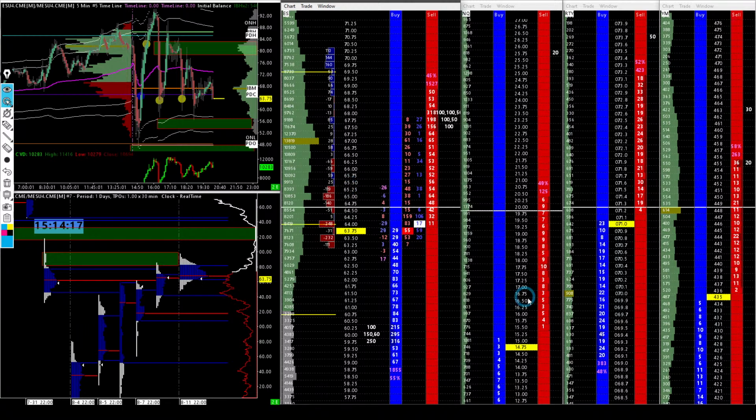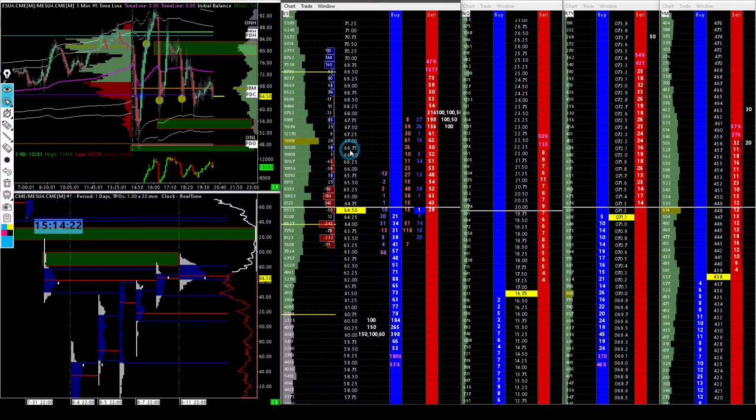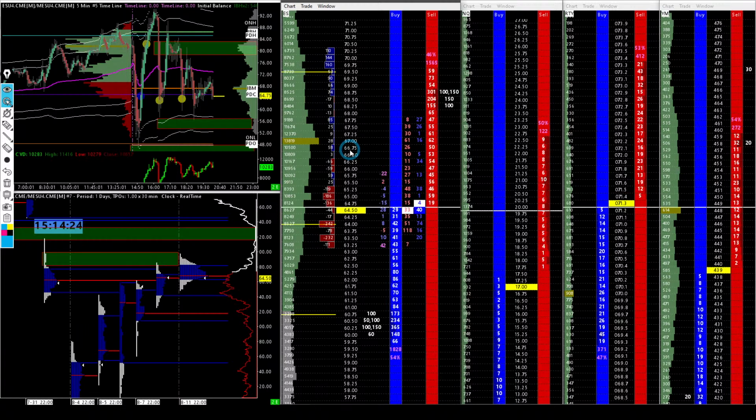Here we go. NQ can pop down a little bit more. We should have a go at it. If we don't, then we're back in the middle again.